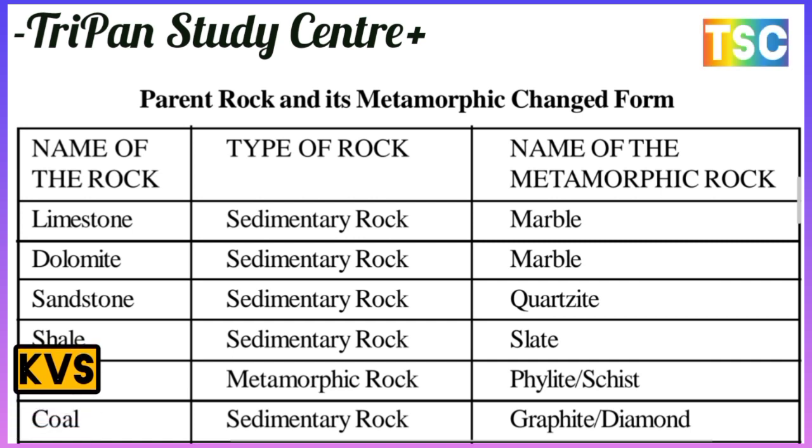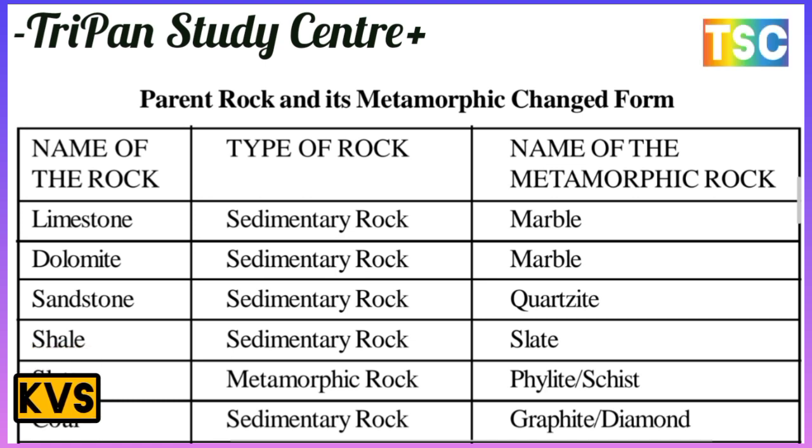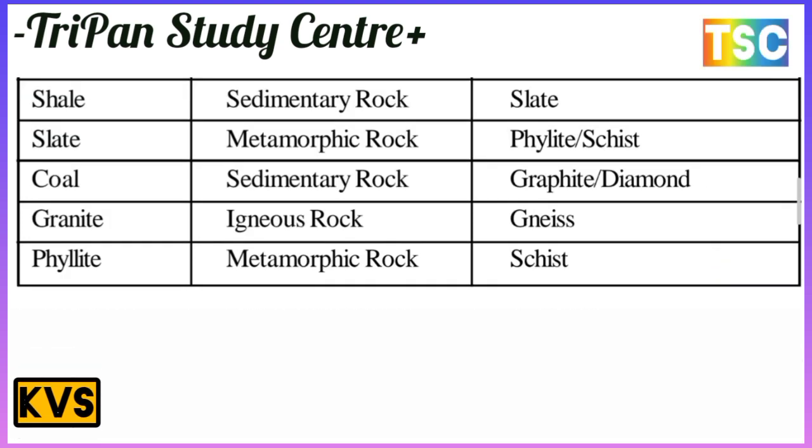Sandstone is a sedimentary rock, and it forms quartzite. Shale is a sedimentary rock, and it forms slate. Slate is a metamorphic rock, which further forms phyllite and schist. Coal is a sedimentary rock, and it forms graphite and diamond. Next is granite. Granite is an igneous rock, and it forms gneiss.